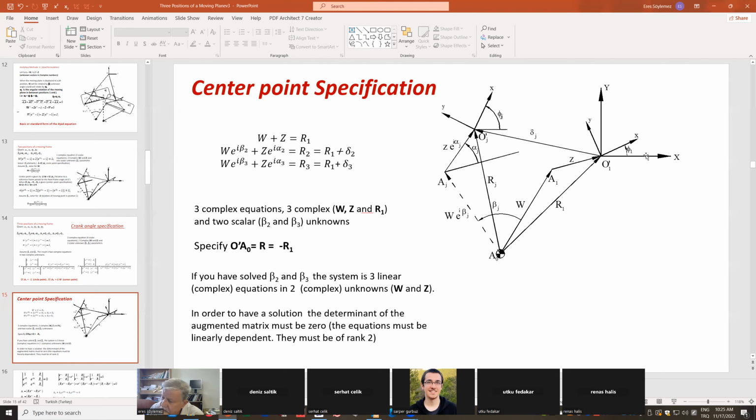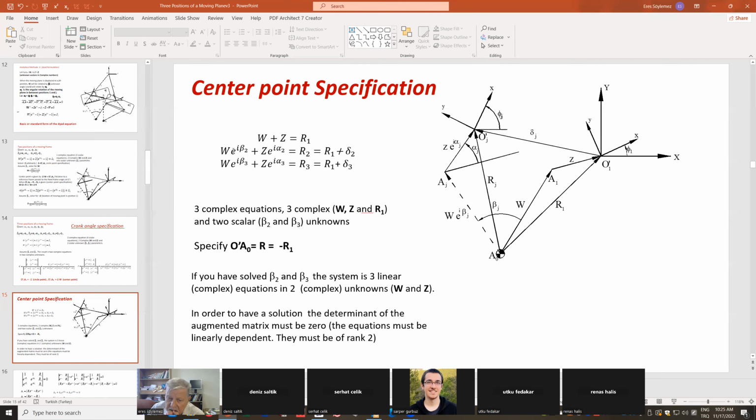This is the fixed frame, the XY frame, capital X, capital Y, with respect to which I have measured the vectors. R is the position of A0 with respect to this frame, okay? Not measured with respect to the moving frame. W plus Z is equal to minus R, and that I will call R1.